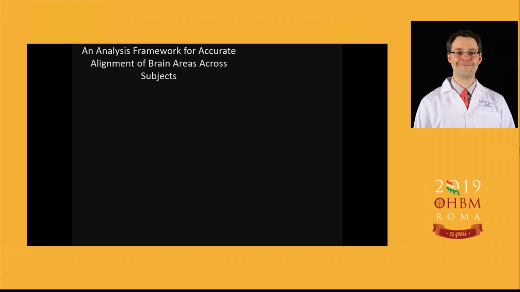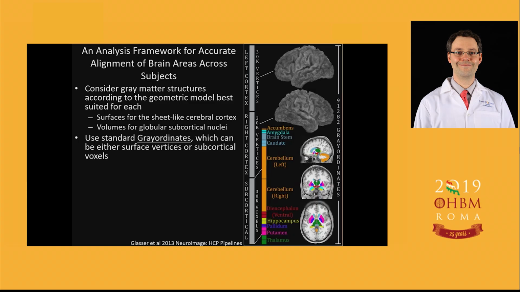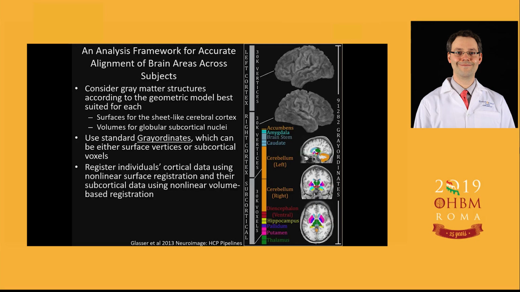And so the HCP developed a new framework for analyzing fMRI data and other kinds of data. We're going to consider the gray matter structures according to the geometrical model that is best suited to each of those. So that means surfaces for the sheet-like cerebral cortex and volumes for the globular subcortical nuclei. And so we combine vertices and voxels into this term grayordinates. So we have 30,000 left hemisphere surface vertices, another 30,000 for the right hemisphere surface vertices, and then another 30,000 voxels across 10 subcortical structures, giving us a total of around 90,000 grayordinates.